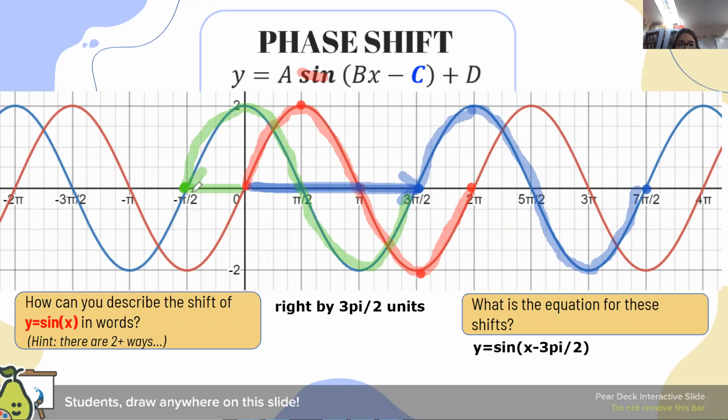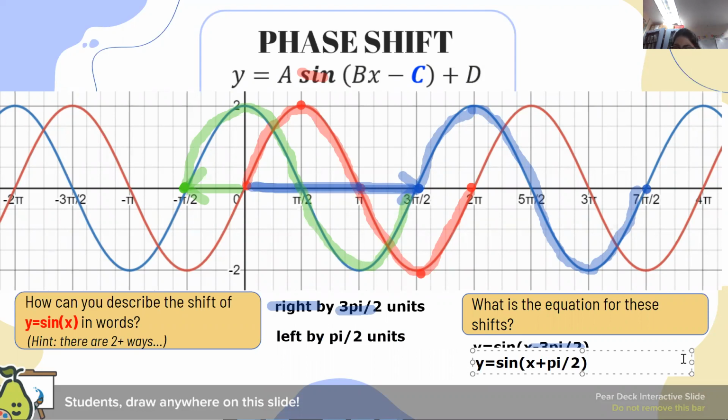So I can go in either direction. I could go right by 3 pi over 2 units and have sine of x minus 3 pi over 2, or I could describe my function as moving left by pi over 2 units. And if I'm going left by pi over 2 units, then my equation is going to be y is equal to sine of x plus pi over 2.